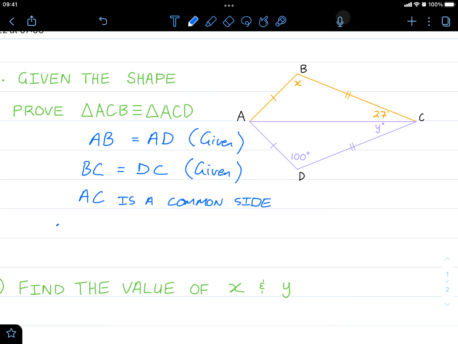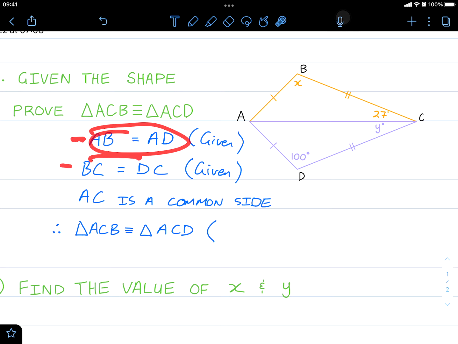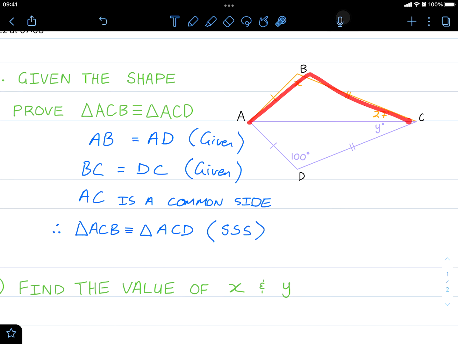So now we have three statements. We can say the triangle ACB is congruent to, there's three horizontal lines, is congruent to ACD. Now, which of the proofs can we use? Well, we have an equal side, and one more equal side, and one more equal side. So that is side, side, side. And now we have formally proven that this triangle is congruent to this triangle.